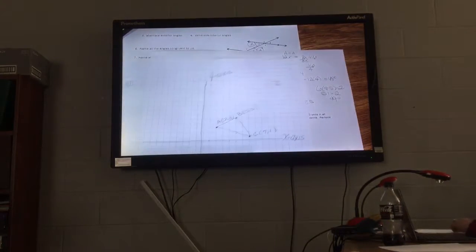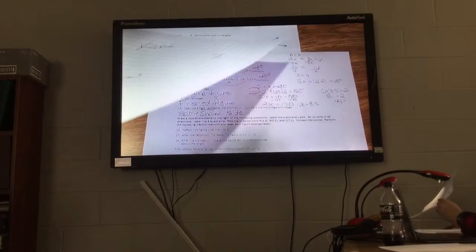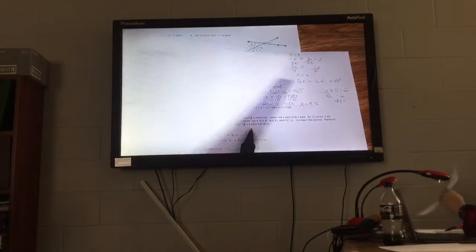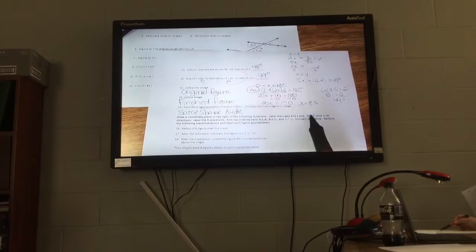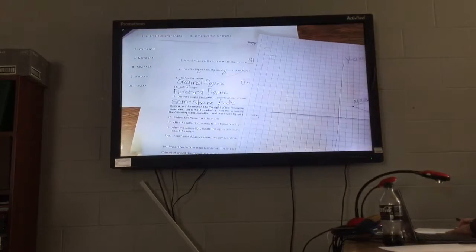Okay? And then it says plot the pairs, connect the points, perform the following translations, and label each appropriately. It does say go 10 units in all directions. I'm not going to number that right now, just for time.